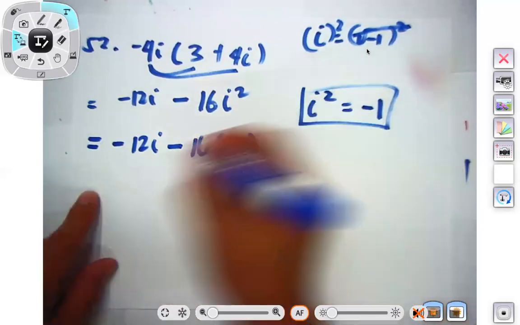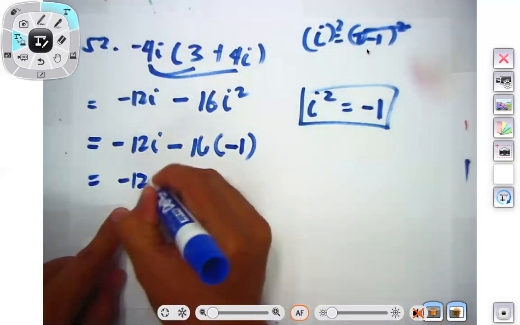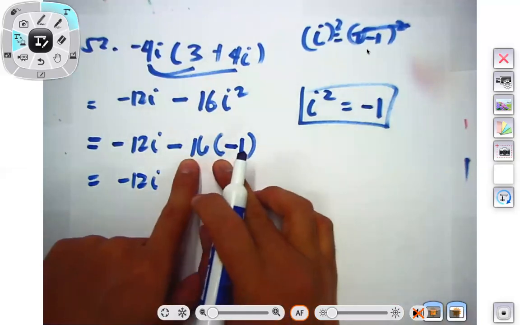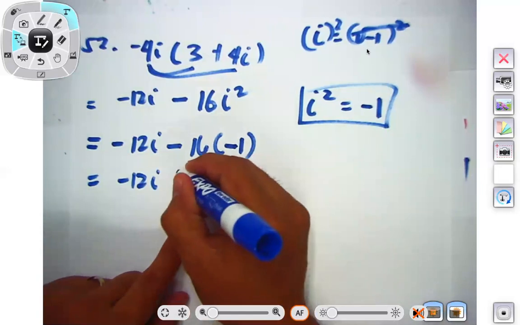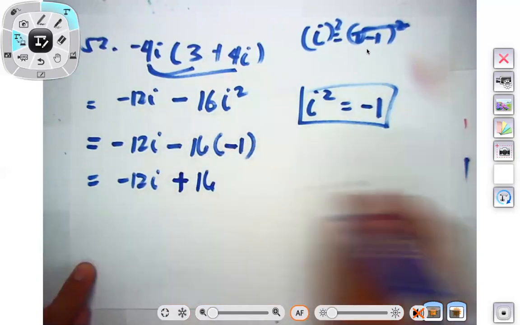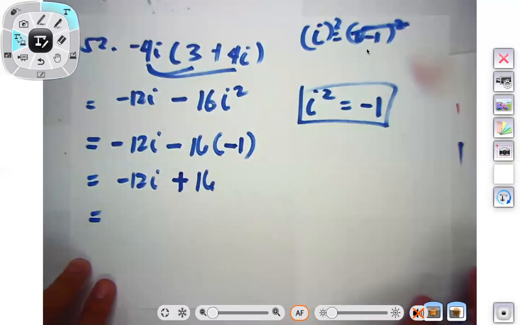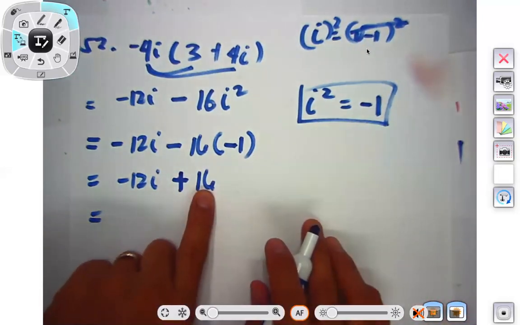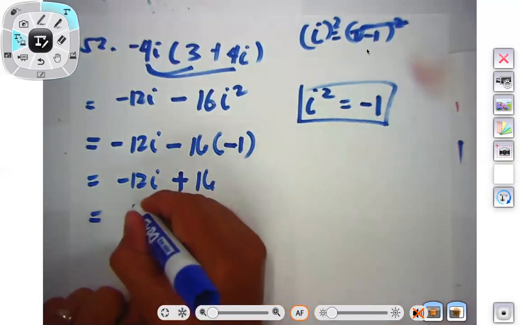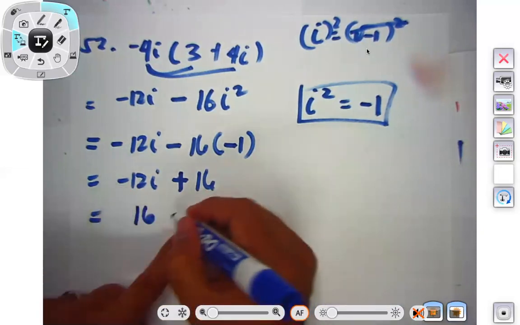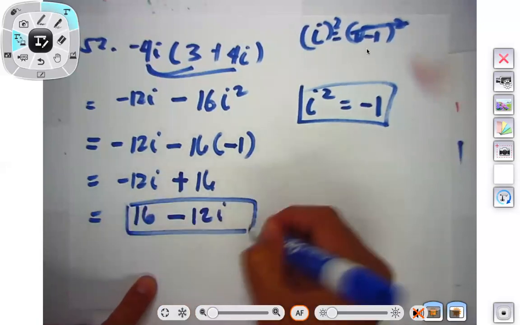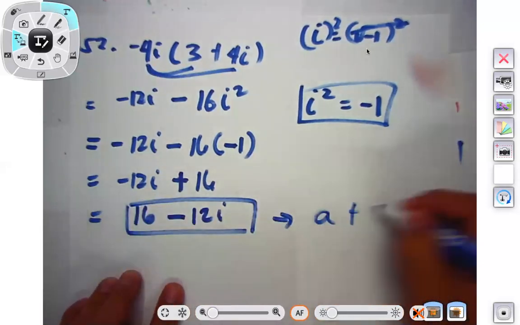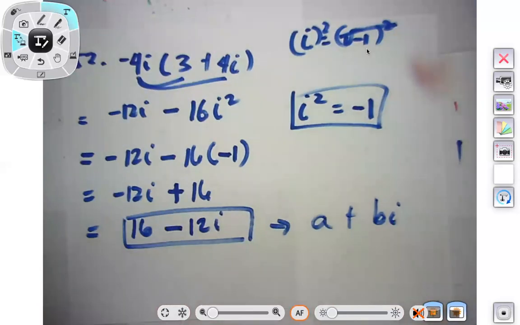negative 1. Simplifying it, we have negative 12i, that's minus 16, but you can treat that as negative 16 times negative 1. So that is positive 16. But when we write it using a plus bi, we start by writing 16, right? So it's 16 minus 12i, so that it will be in the form a plus bi. Okay, so that's number 52.